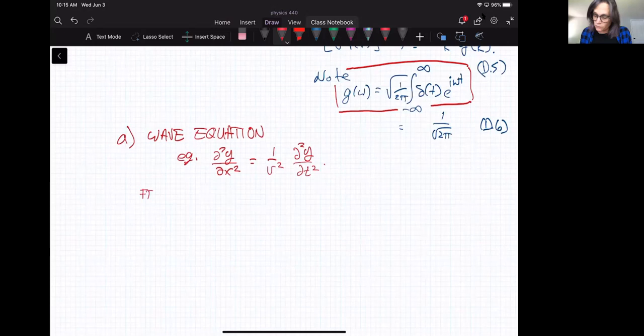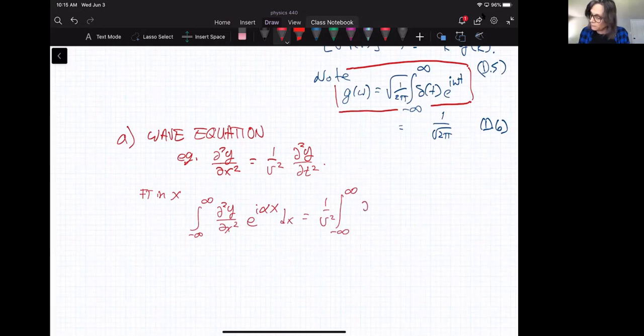You can Fourier transform in x. That is, take the Fourier transform of everything. This would be take the integral from minus infinity to infinity of d squared y dx squared e to the I alpha x dx, where we'll use alpha as our transform variable. That's equal to 1 over v squared, assuming that's a constant, times the integral from minus infinity to infinity of d squared y dt squared e to the I alpha x dx.